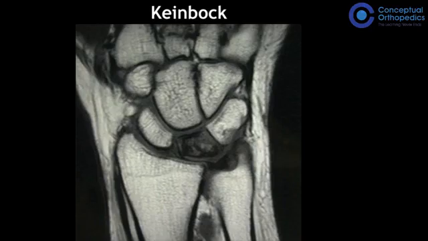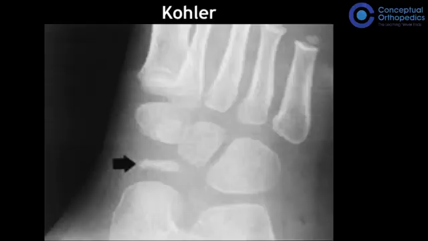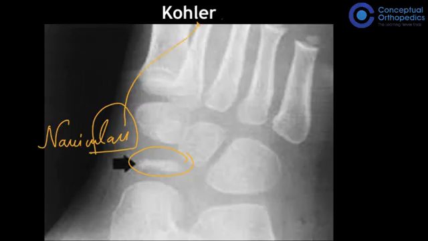Or you can have an osteochondritis involving the lunate, which is called Kienbock disease. And lunate has an N in the center, and so does Kienbock has an N in the center. And that's how you combine them. And then you can have an osteochondritis of the navicular, which is called Kohler's. Both end the same. So you can remember them like this.